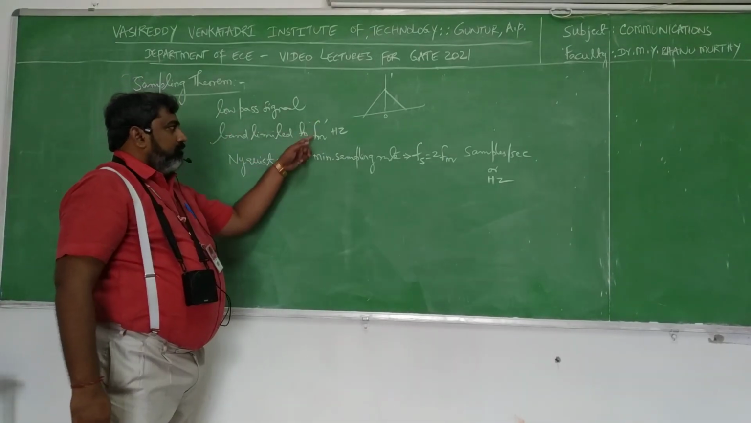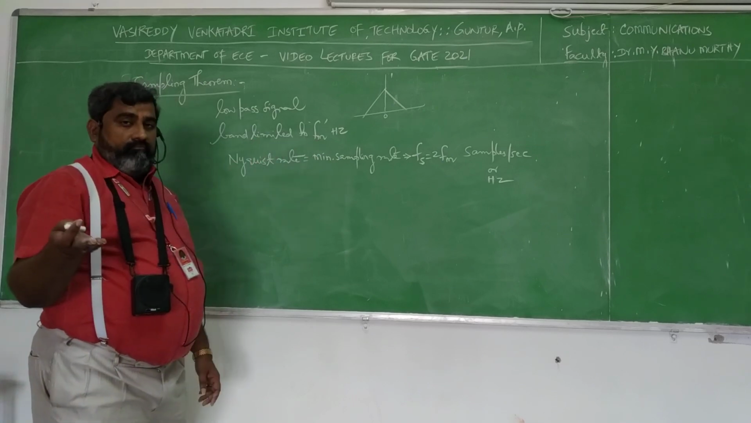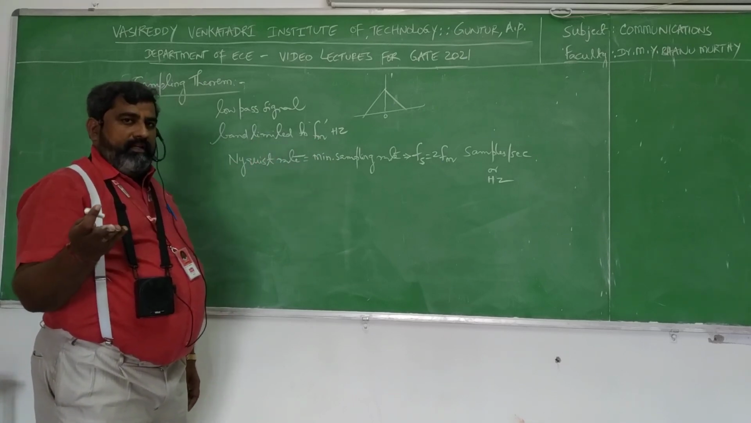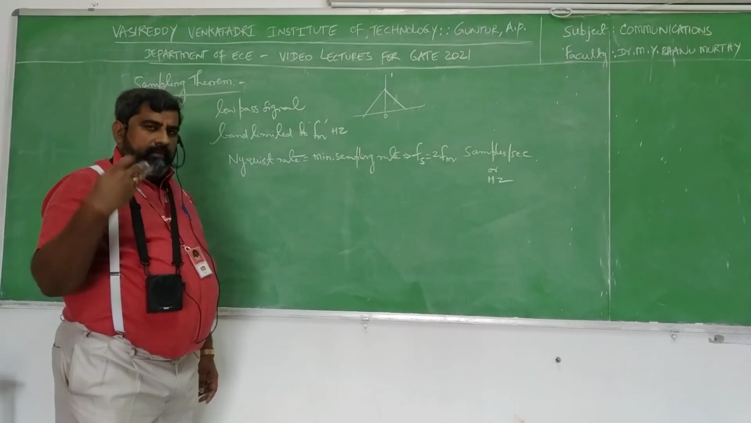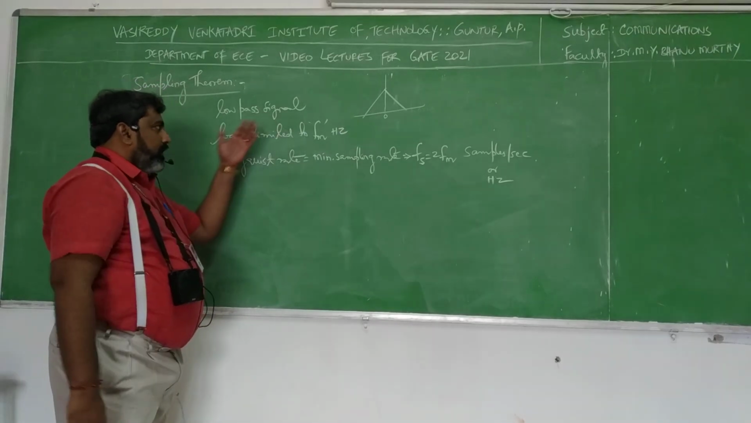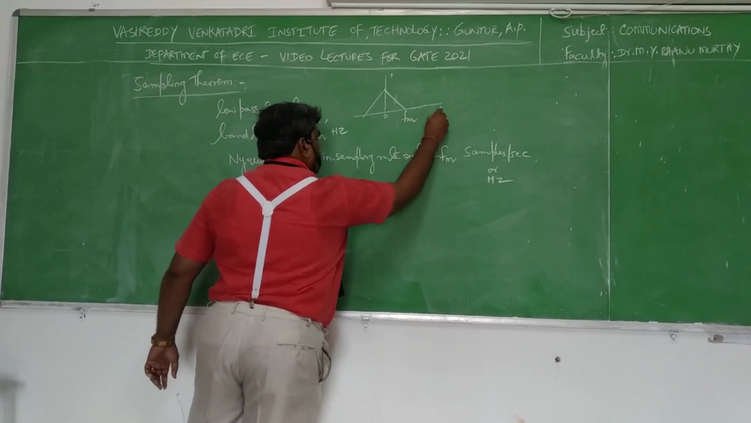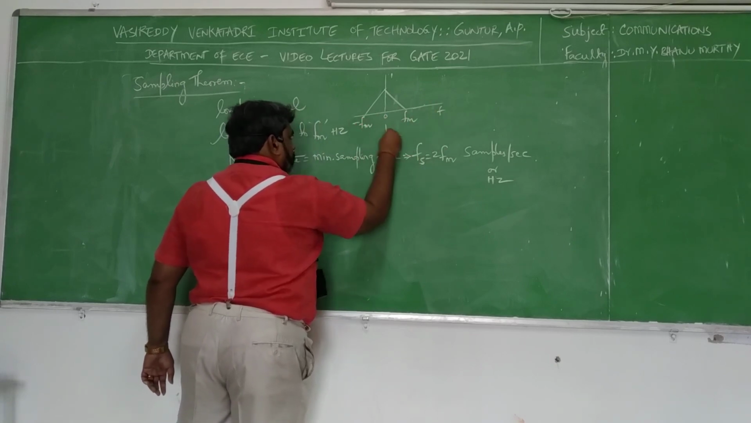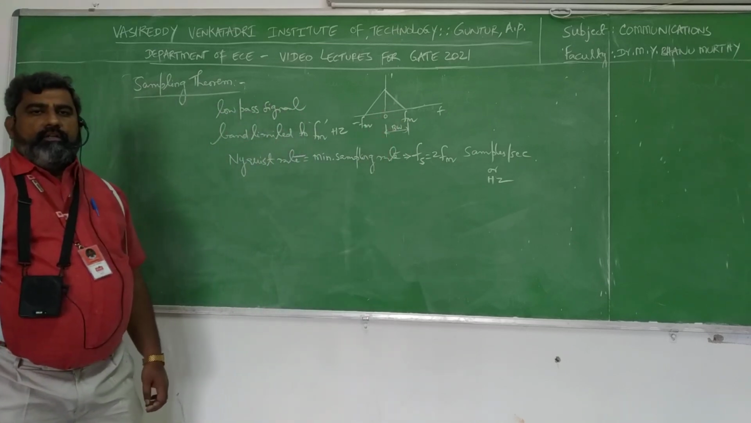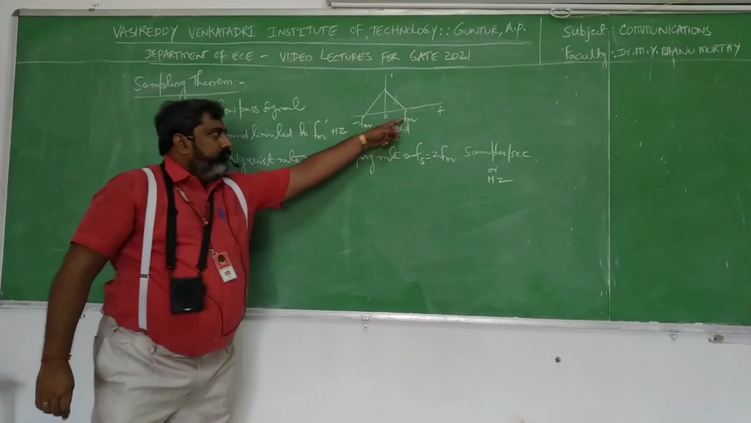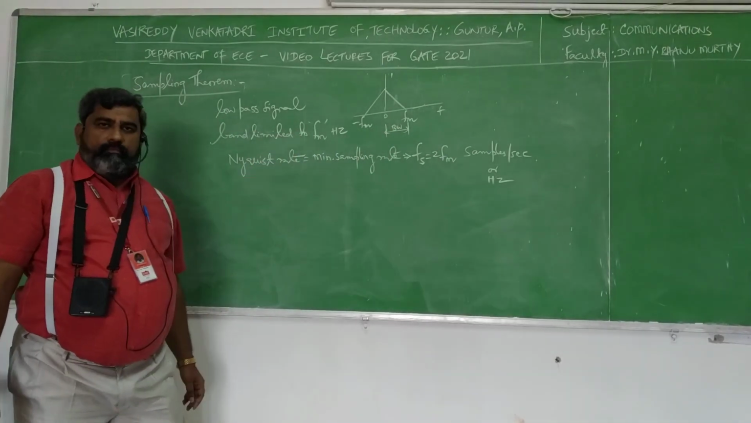So low pass signal, band limited to FM hertz. Band limited means the highest frequency, or the bandwidth. Both are the same. So band limiting value, highest frequency, or bandwidth, all these are the same. So that means this highest frequency is FM and this one is minus FM. So this is the bandwidth. That is the point here.